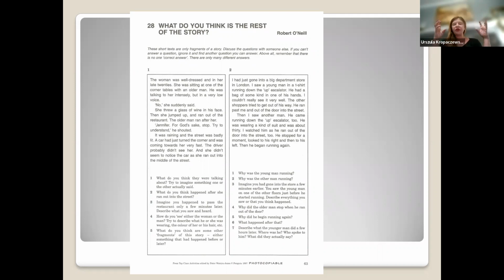So after reading individually, you can put them in pairs. Then they can read a question, but they cannot read the text from student A, for example. Student B cannot read the text from student A, so student A has to read the text, and then student B listens. So a lot of speaking.